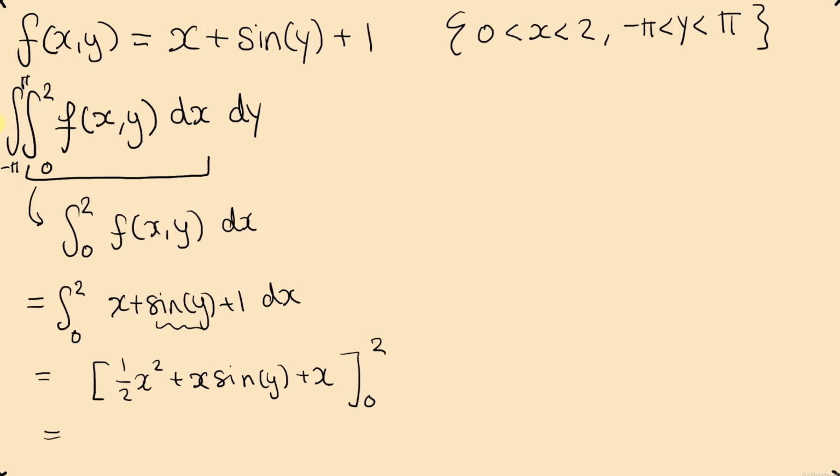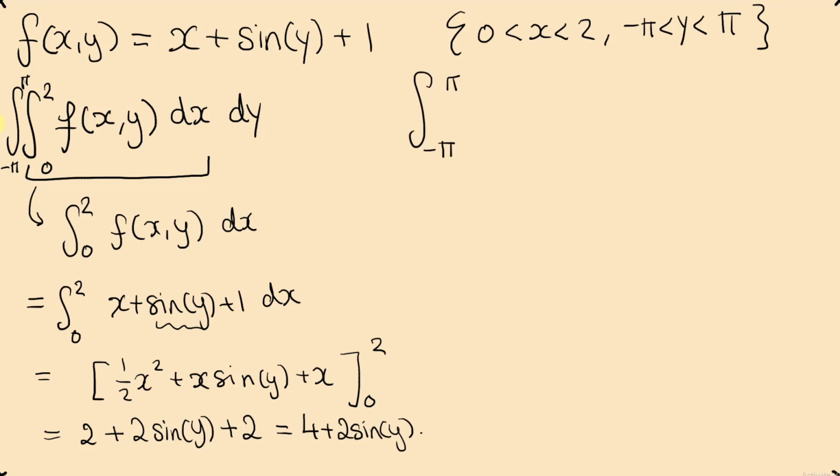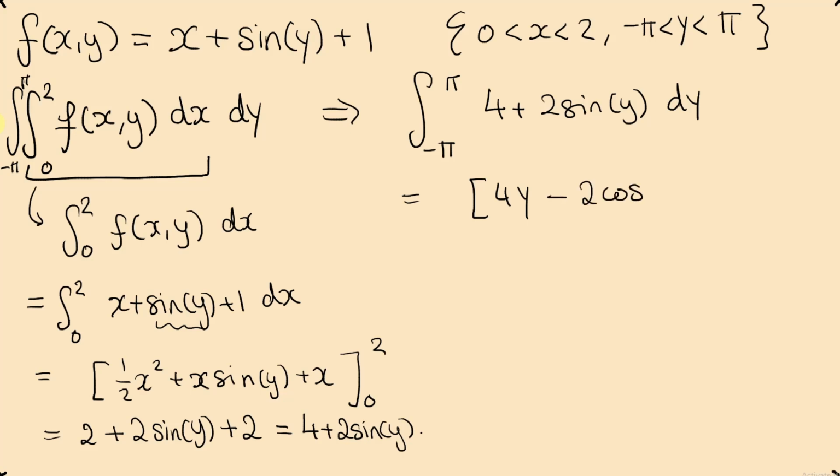evaluated from 0 to 2. The 0 just means all of these terms vanish, so we just have to look at 2. Half times 2 squared is 4, so half times 4 is 2, plus 2 sine y plus 2, which just equals 4 plus 2 sine y. Now we can substitute that back into our integral up here, so we have minus pi to pi of 4 plus 2 sine y dy. So we just integrate as normal: 4y plus, and this should be minus 2 cos y, from minus pi to pi.